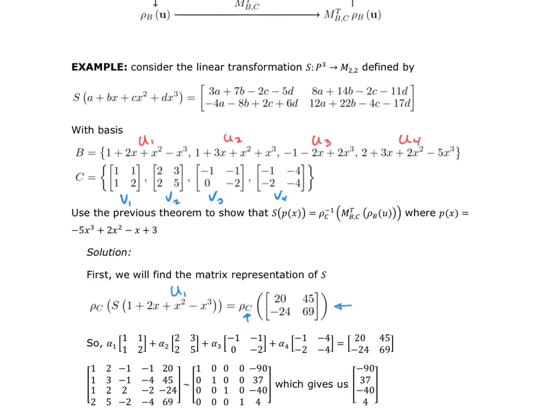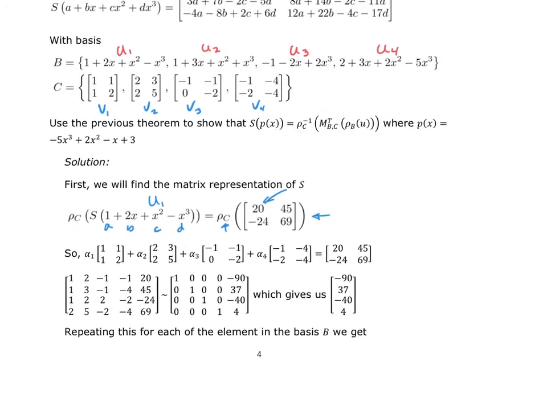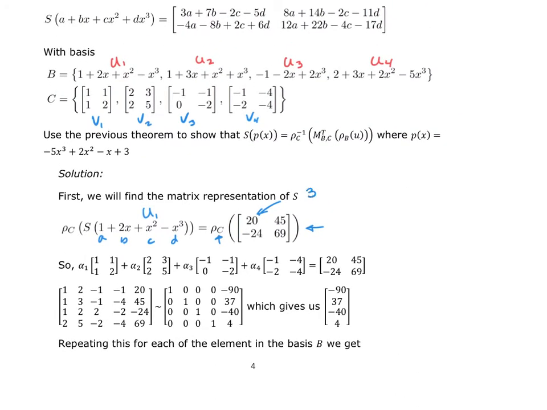How is that defined? That was just my A, yep. So A, B, C, and D, and the way the 20 came about was the fact that I took 3 times my A, which is 1, plus 7 times my B, which is 2, minus 2 times my C, which is 1, and then minus 5 times my D, which is negative 1. When I get done, I got negative 20. And it's the same thing when I did the 45, the negative 24, and the 69. So that's the output when I do the linear transformation of my basis vector U1.